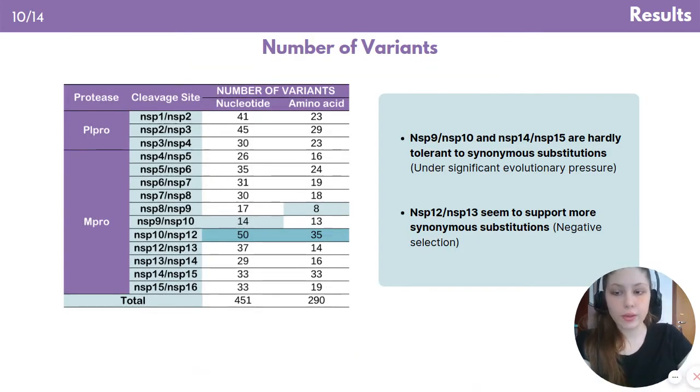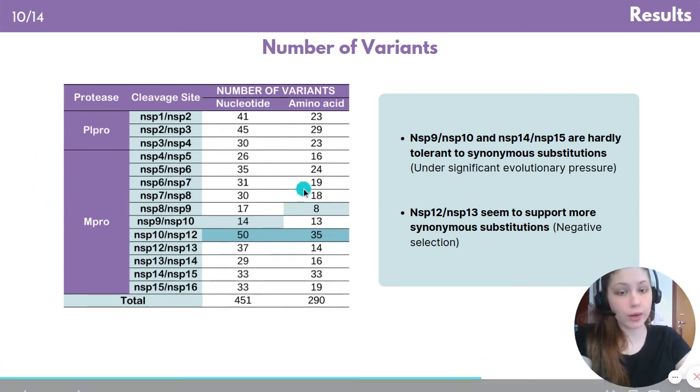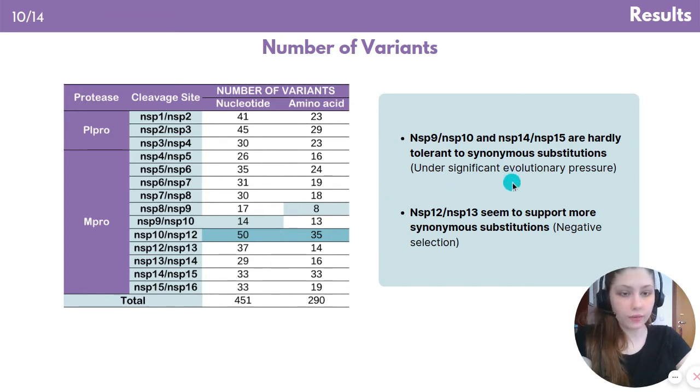The relations between the nucleotide and amino acid number of variants indicate that the sites between NSP9 and NSP10 and between NSP14 and NSP15 are highly tolerant to synonymous substitutions, since the difference between the nucleotide and amino acid variants is close to 1, suggesting that they are under significant evolutionary pressure. Different from the site between NSP12 and NSP13, which seems to accept more synonymous substitutions, indicating a negative selection.